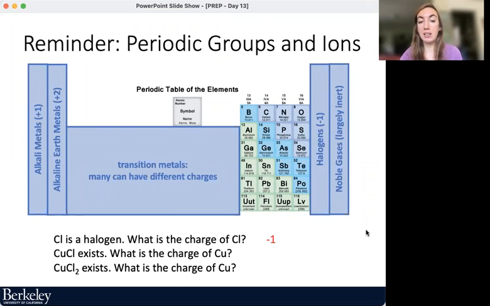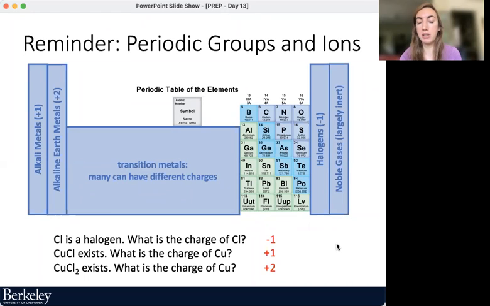So if chlorine is a halogen, it's always going to be -1. That we know for sure just from our rules from the periodic table. If CuCl exists, and that is charge neutral, and there's only one copper for every chlorine, then copper must have a +1 charge in this case. But in this other molecule, CuCl2, if there's 2 chlorines for every copper, then copper must have a +2 charge. So some of these transition metals can exist in multiple different charges depending on what molecule they're part of. But you can always figure out their charge based on what they're bonded to.